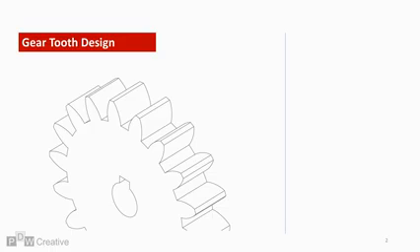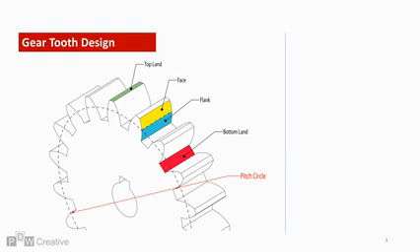To start, we can split each tooth into 4 faces. The top of the tooth is the topland, while the base of the tooth is the bottomland. When 2 gears mesh, these faces never meet. The top face of one gear will always be in clearance to the bottom face of the other. The sides of the tooth are split into face and flank. The dividing feature is the pitch circle, which will be explained in the following slides.